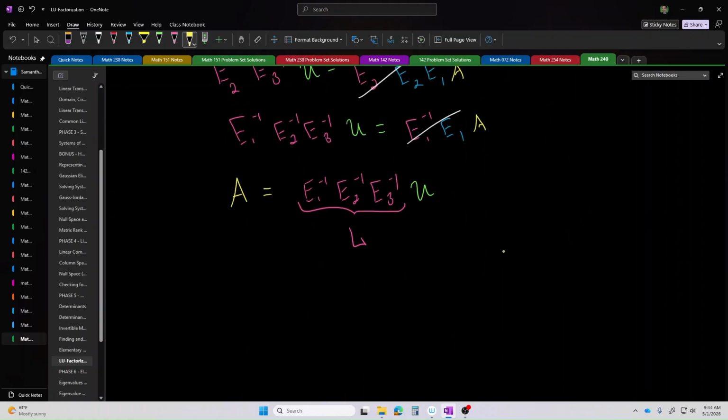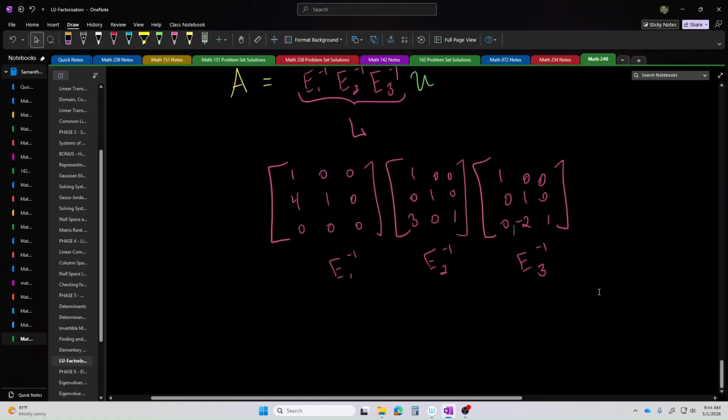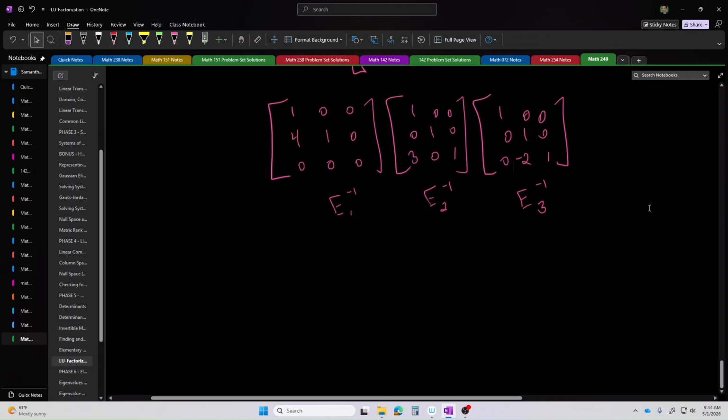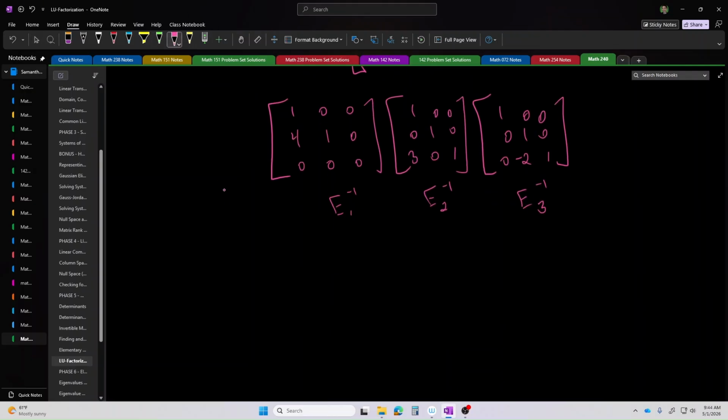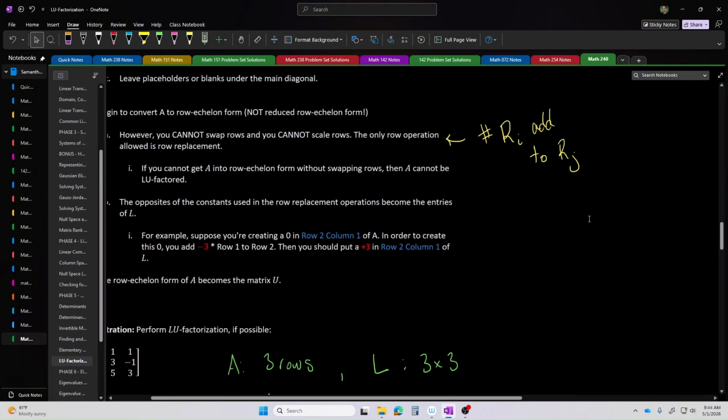So now if I multiply all those inverse matrices together, if you go through with this matrix product and you do those calculations, you can confirm that those three matrices multiplied together result in exactly the matrix L that we found earlier using the given algorithm.